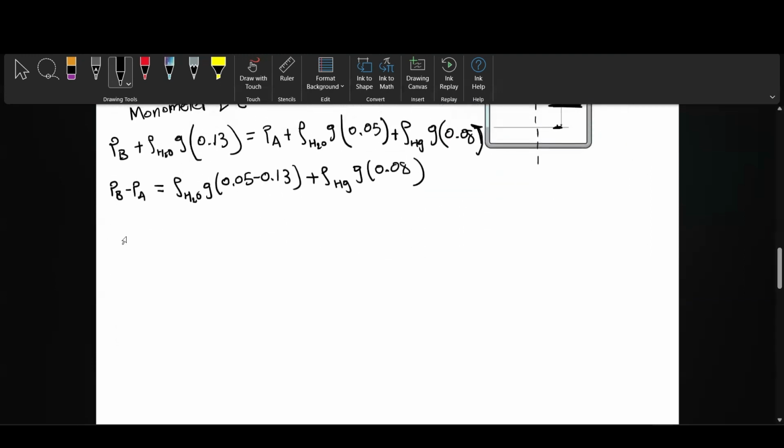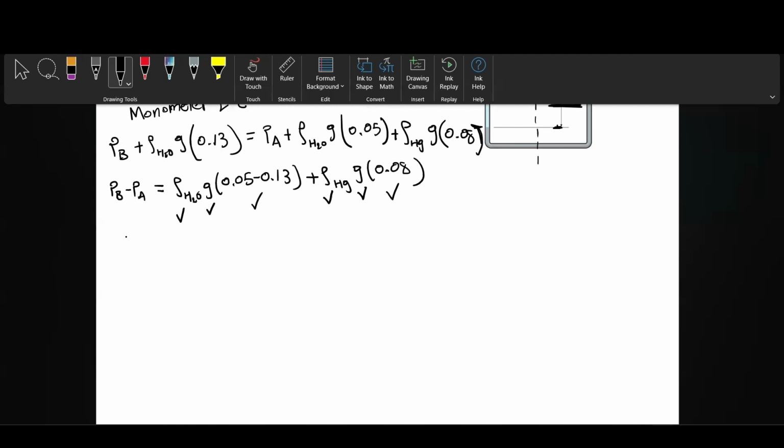And then we know all these terms, right? We know the density, we know gravity, we know this height, we know the density of mercury. So everything here is known. If you work this out in your calculator, the density of water is 1,000 kilograms per meter cubed. G is 9.81 meters per second squared. Height is the difference here. The density of mercury is 13,550. G again is 9.81. And this here is 0.08.